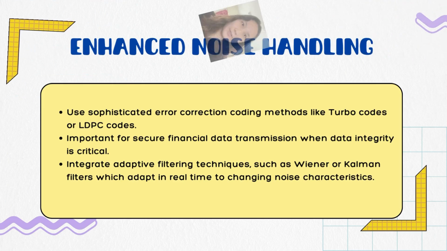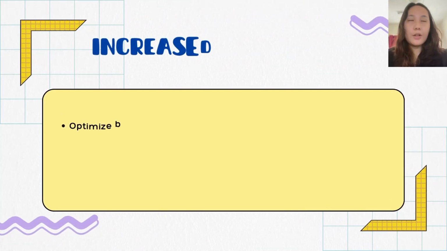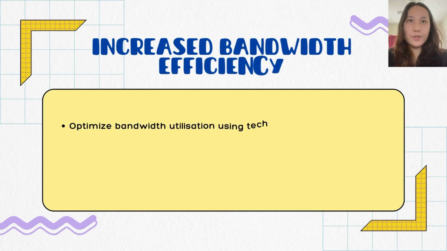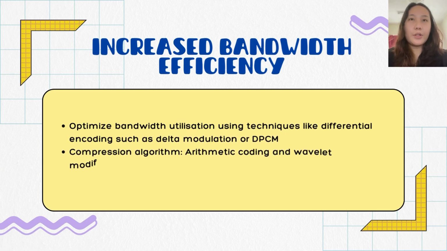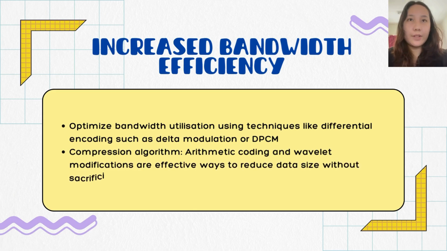We need to integrate adaptive filtering techniques such as Wiener or Kalman filters, which adapt in real time to changing noise characteristics. Secondly, we need to have increased bandwidth efficiency, and we need to optimize bandwidth utilization using techniques like differential encoding, such as delta modulation or DPCM. We need to also apply compression algorithms, such as arithmetic coding and wavelet modifications, which are effective ways to reduce data size without sacrificing data integrity.